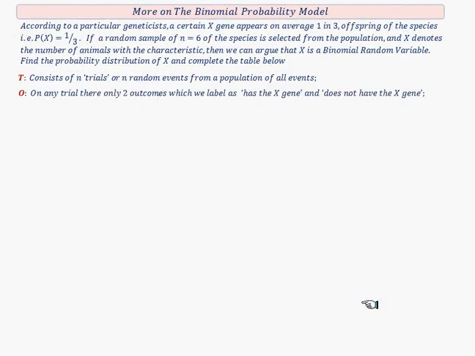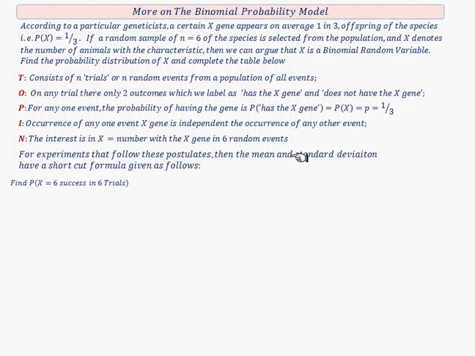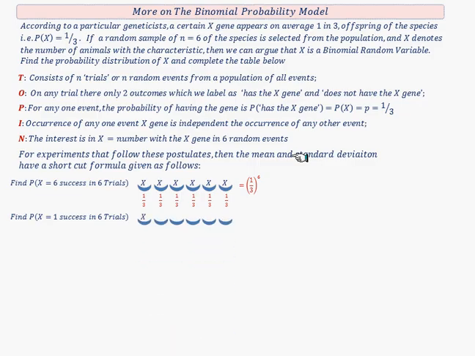Now we're going to look at a particular example of genetics. A certain X gene appears 1 in 3, one third, and you're asked to verify the postulates of the binomial model here. Pause the screen and write these down. We'll review them. And we're looking at 6 successes in 6 trials. That's 6 X's. In other words, all 6 have that X trait, each with a probability of a third. So the probability of 6 successes in 6 trials is one third to the 6th.